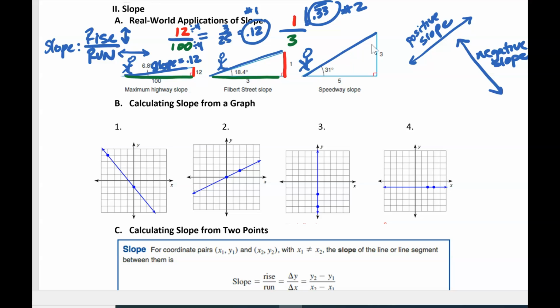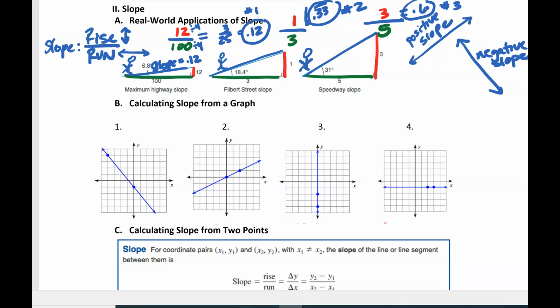And then the last one, we'll take the vertical distance, which is 3, and we'll divide it by the horizontal distance, which is 5. And so we get the fraction 3/5, and you could compare those fractions, or just stick that in your calculator. 3 divided by 5, you get 0.6. And so that's the slope. We'll call it number 3.